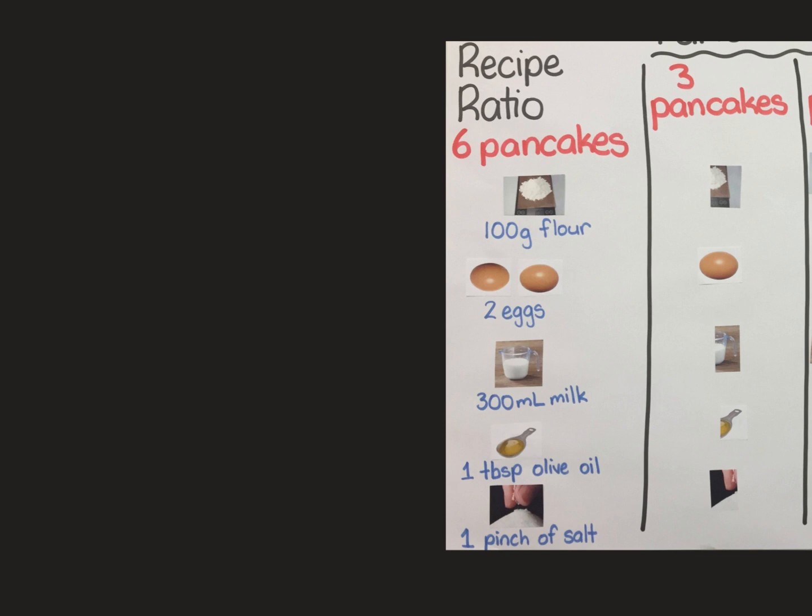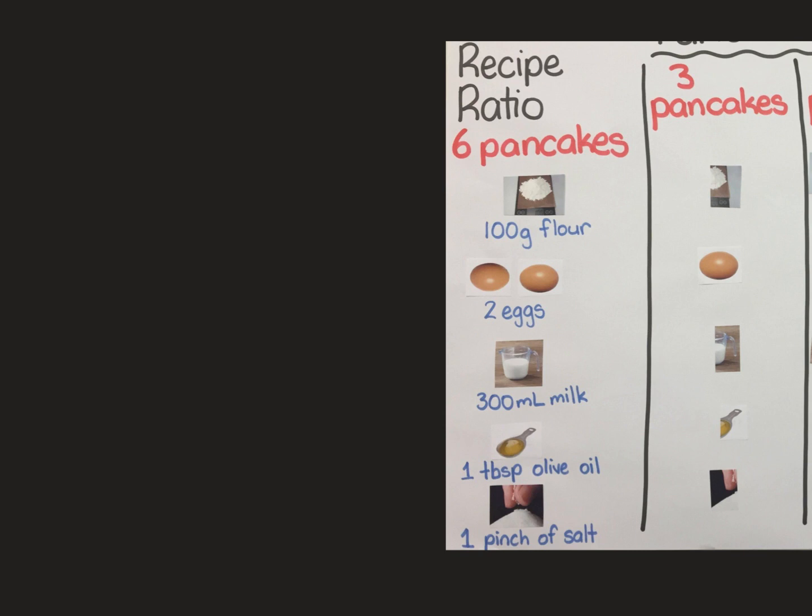Well, 3 is half of 6, so you might just say, well, I'm just going to split them in half. Instead of 100 grams of flour, I would just do half of that, which would be 50, easy. If there's 2 eggs for 6 pancakes, then half of that is easy. It's just 1 egg and 3 pancakes. And so that's pretty simple, but sometimes it's not simple, right?